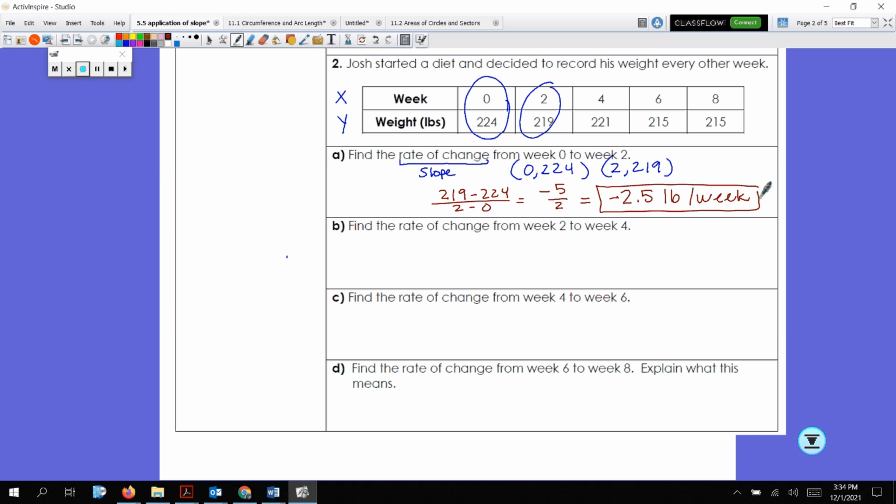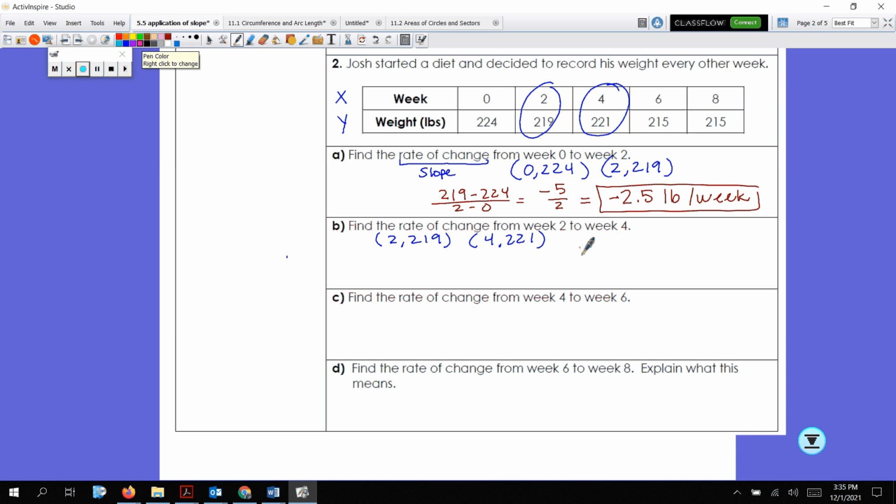Right, so that means between those first 2 weeks, he lost 2.5 pounds per week. All right, so B, we're going to find the rate of change between week 2 and week 4. So I'm going to erase week 0, the starting week, and we're going to circle week 4. Let's see what happened here, right? So now my ordered pairs are 2, 219 and 4, 221.